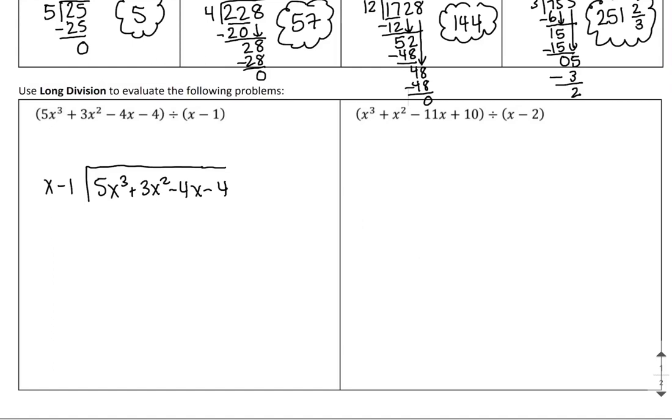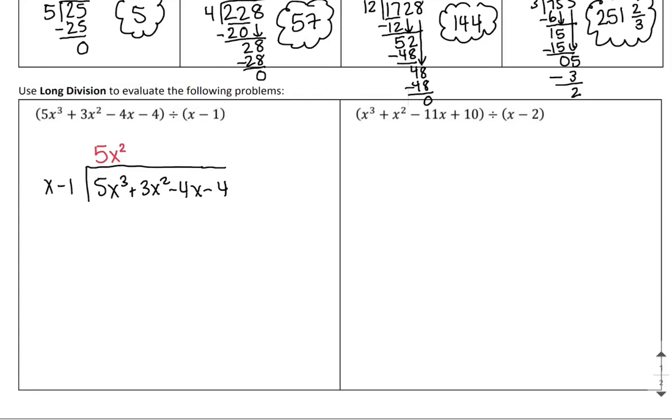I'm asking myself, how many times do I have to multiply? I'm just looking at the first term, the x. What do I have to multiply x by to get 5x cubed? And the answer is 5x squared. So I have to multiply by 5x squared.